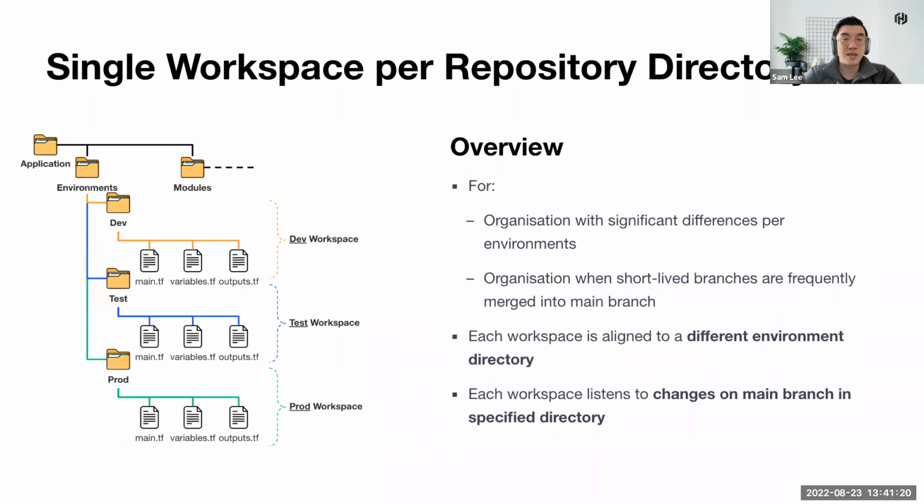Now, with this approach, it aligns really well with organizations that have different infrastructure resources needed between their environments. And in terms of workspaces, each workspace is going to be configured with a different Terraform working directory. That means in Terraform Cloud, the prod workspace is going to be aligned with the prod subdirectory, test workspace with the test subdirectory, dev workspace with the dev subdirectory. And the Terraform plan is going to occur when changes are made to the main branch for each of the environment subdirectories.